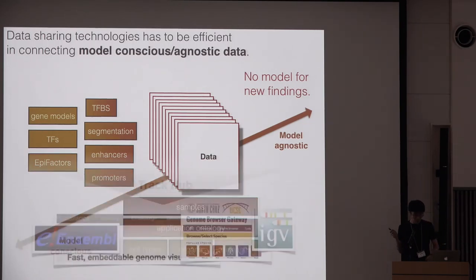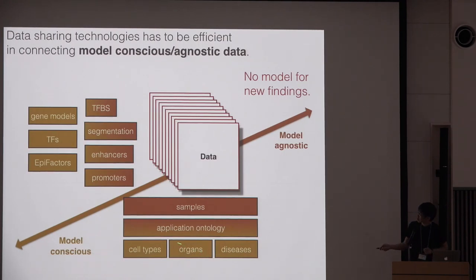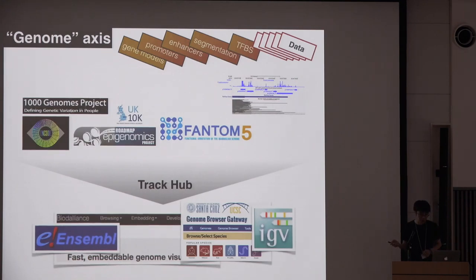So in this way, this is the sample axis and this is the genome axis, and especially for the genome axis, I just picked one technology, which is called TrackHub. We employed this technology for FANTOM5. But not only us: ENCODE, Roadmap, the Human Genome, UK10K, and those projects employed this technology and shared all those data. This can be shown in Ensembl or UCSC, or some of the data files can be reused in IGV and BioNandake.